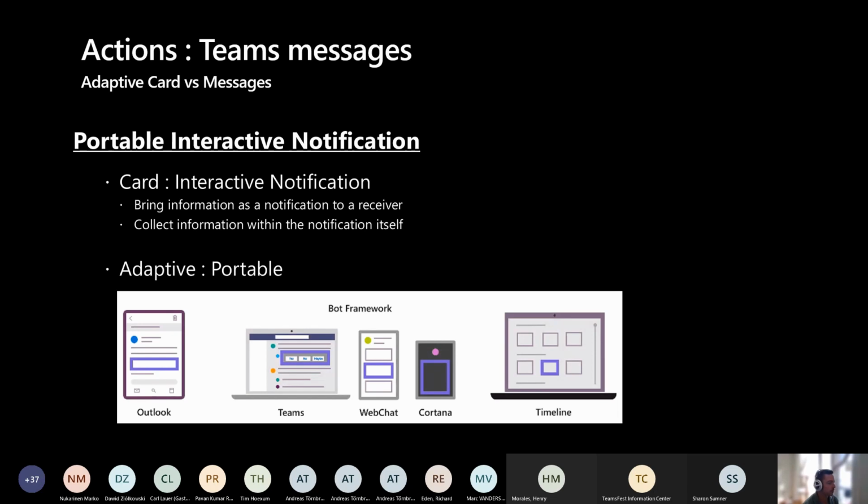The word card can be translated into interactive notification, meaning that it's going to bring information to some user or to some channels. It will also be an interactive notification, meaning that within the notification itself, you will be able to collect information and to ask the user to click on a button, or fill in a text box, select a date in a date picker, make choices in a drop-down list, etc.